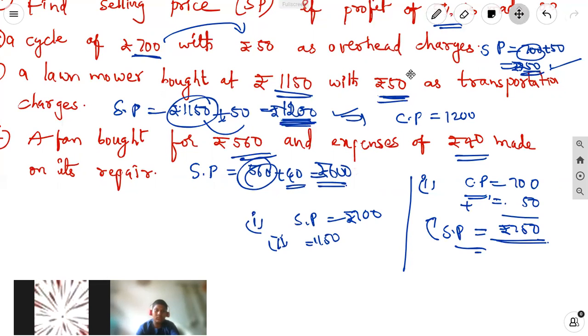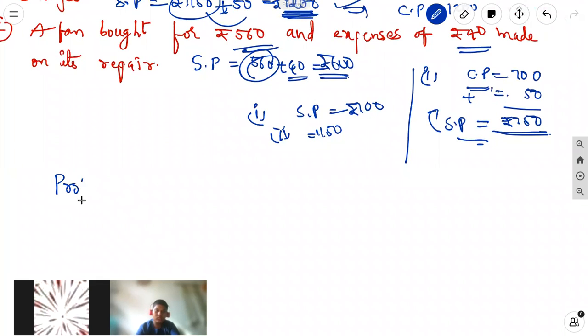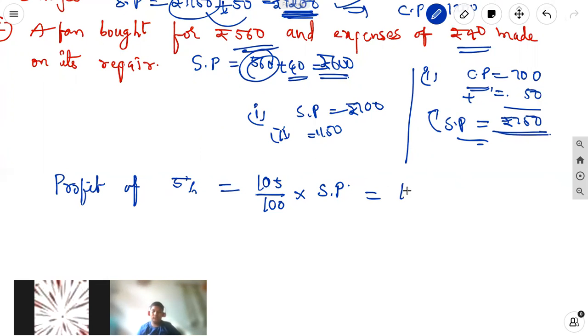Okay, if we want to sell with a profit of 5%, we can find out the amount. 5% profit means we take 105 by 100 into the selling price. Okay, that is the profit amount, that is equal to the cost price, selling price. That is 105 by 100 into 750 rupees.